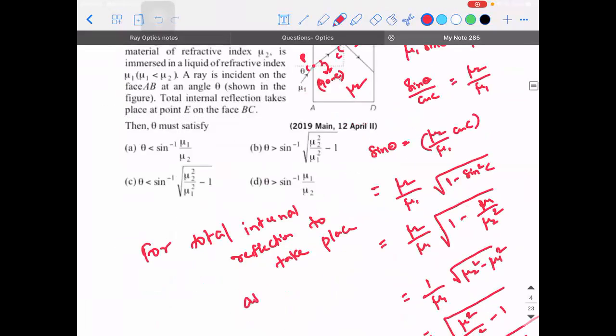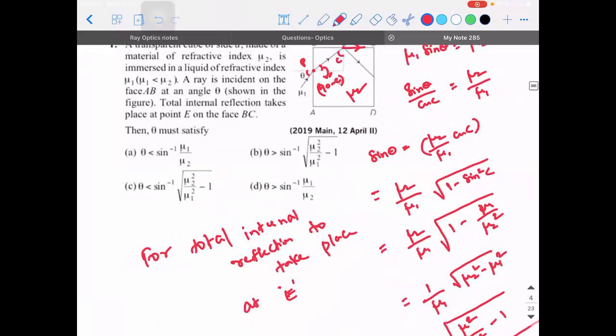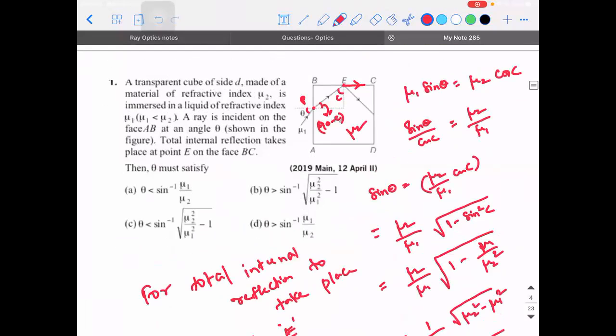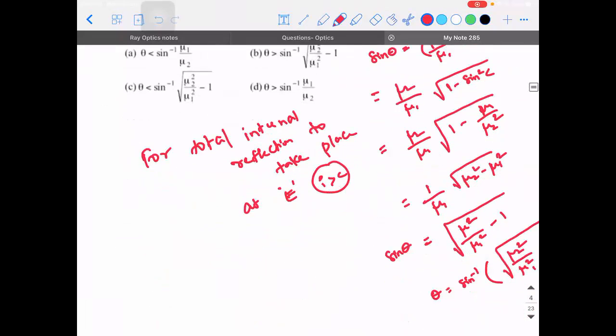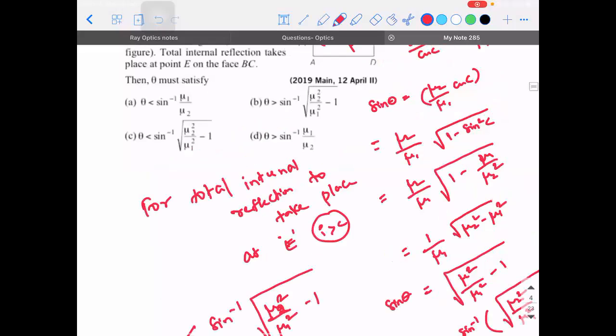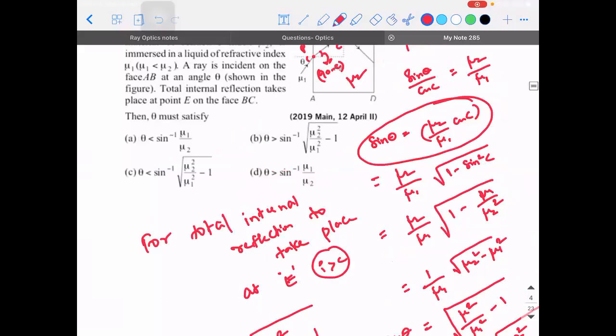So what are the conditions to be satisfied for the total internal reflection to take place at point E? The angle of incidence at point E is supposed to be greater than the critical angle. Here we have considered it to be equal to the critical angle. If it has to be greater than the critical angle, then the value of theta should be less than sine inverse of root of mu 2 square divided by mu 1 square minus 1, because this step tells that.